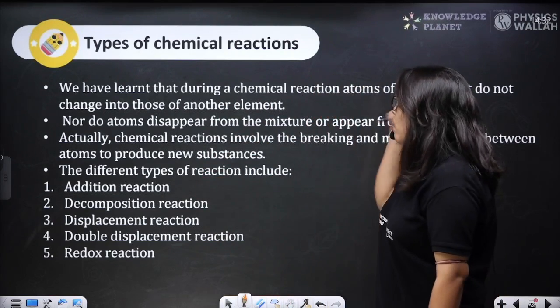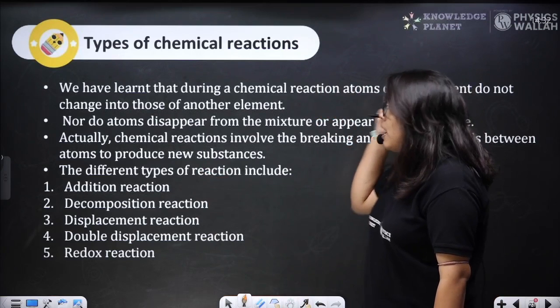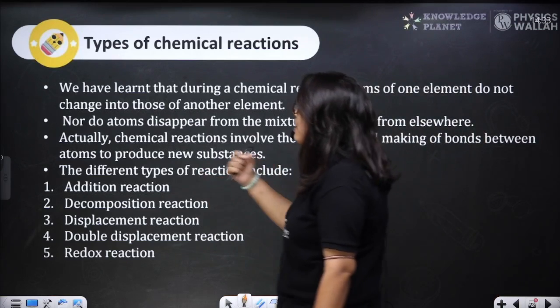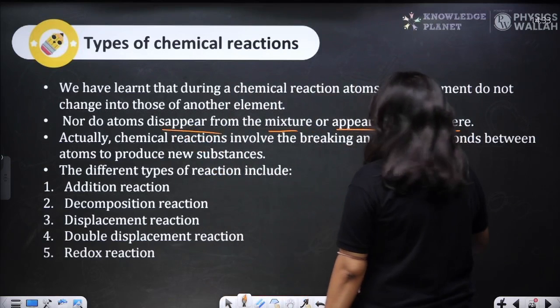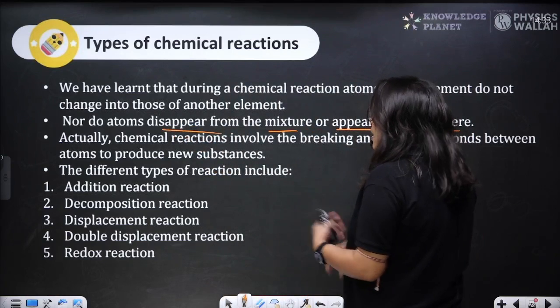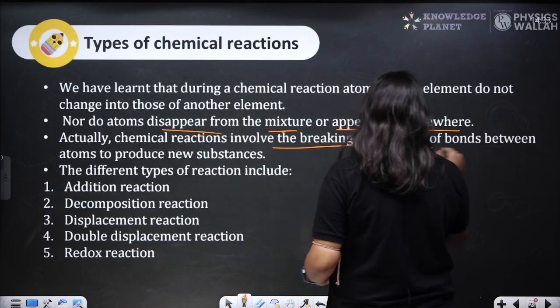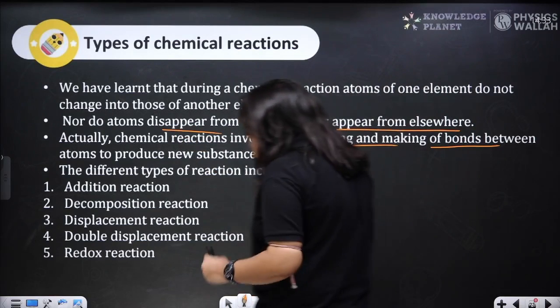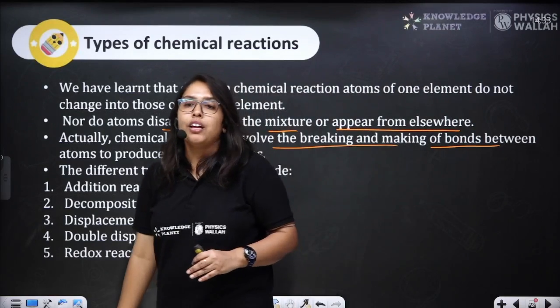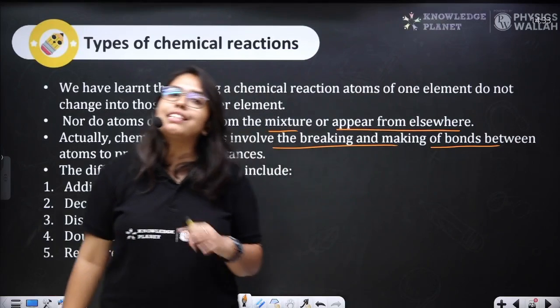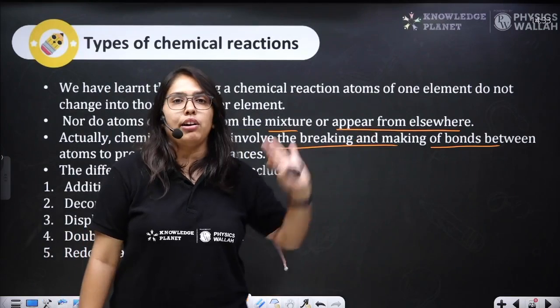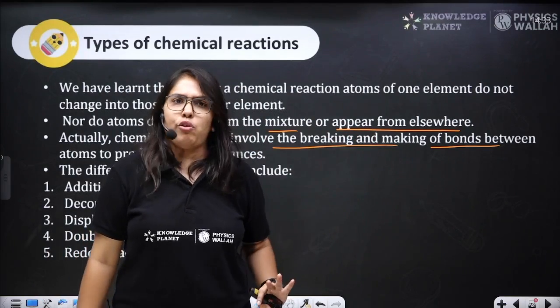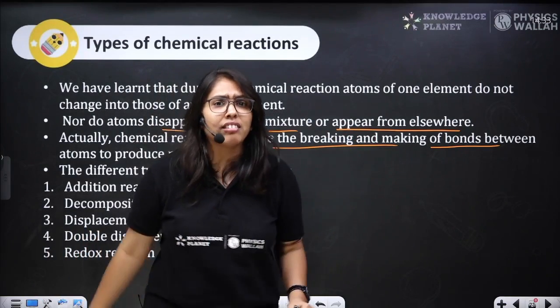Okay, so what happens? Now we know that no atom undergoes any disappearance from the mixture, or appears elsewhere. Chemical reactions involve the breaking and making of bonds. This is what you have to understand. We know that whatever is interacting gives rise to a respective product. This we are aware of. But how is it happening?